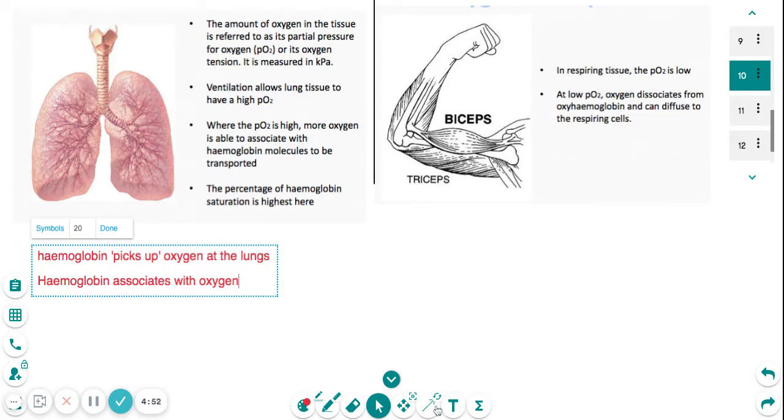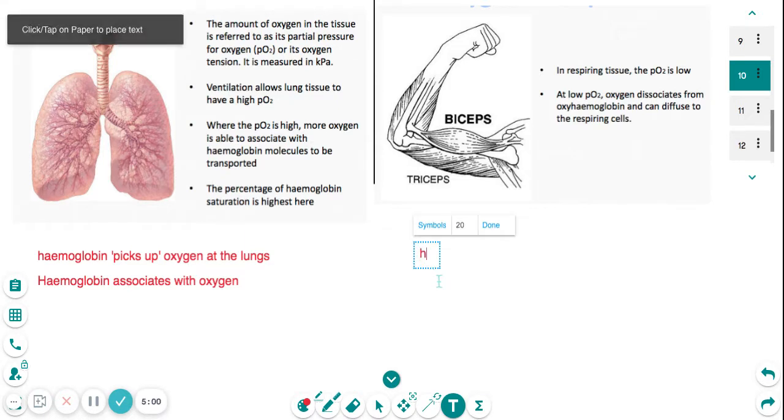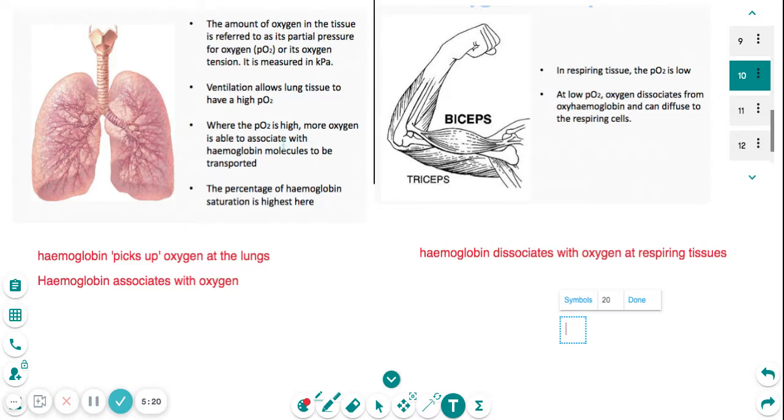And then the other one we can say is haemoglobin dissociates with oxygen at respiring tissues. So these are two very different environments. The lungs, by their design and ventilation, always have a lot of oxygen in them.